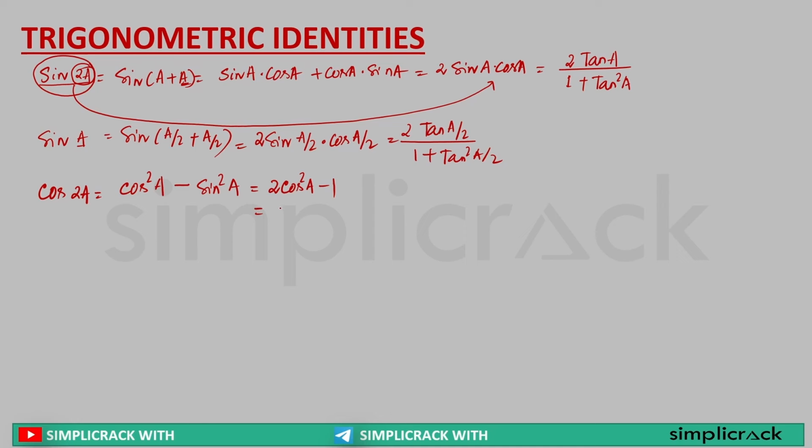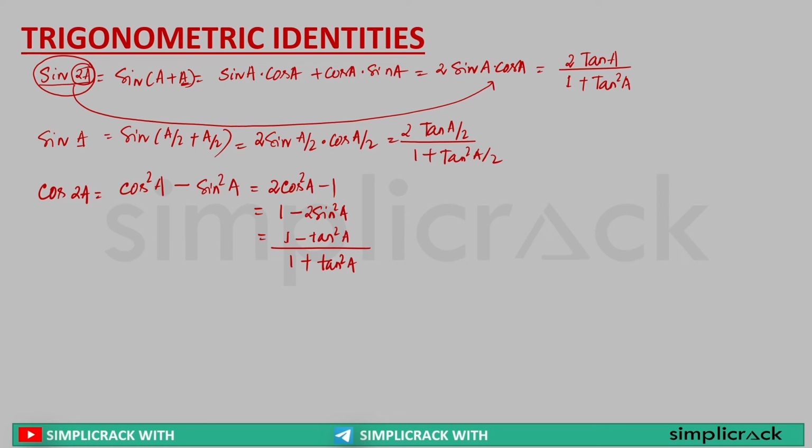Or this can also be written as 1 minus 2 sine square a. Sir, cos square a is equal to 1 minus sine square a. So now 1 minus sine square a minus sine square a, what will it get me? 1 minus 2 sine square a. And it can also be written as 1 minus tan square a divided by 1 plus tan square a. That's it. So first we learned what is sine 2a, then we learned what is cos 2a. Clear? Now some small versions of questions.